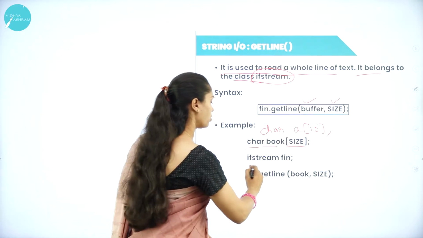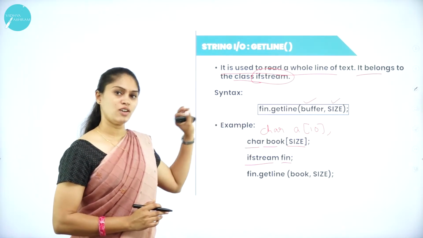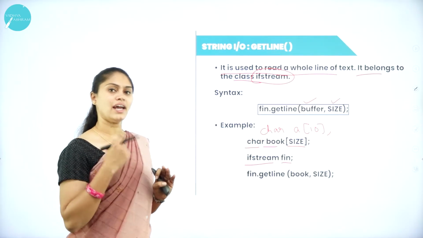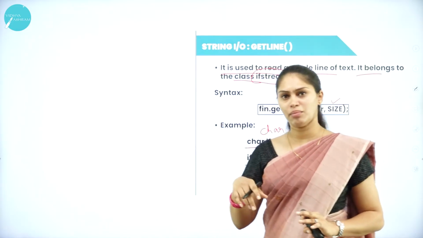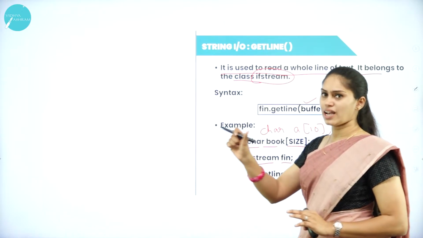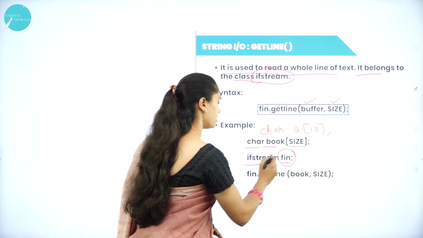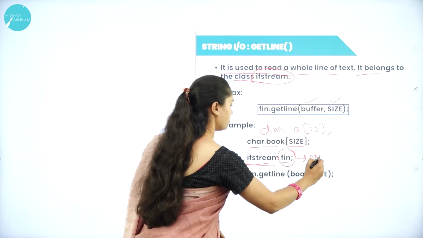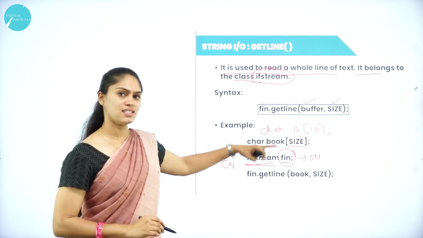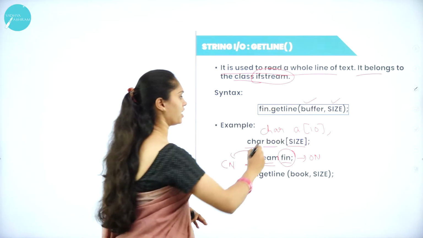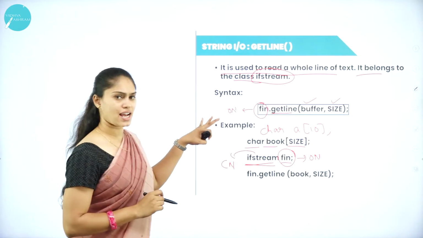Okay, and I have to create an object for the ifstream. So ifstream is the class where the getLine function falls, and I have to create an object for the ifstream. With the help of that ifstream object, I can call the member function getLine in order to read the whole line. Getting? So fin is an object of ifstream. This is the object name and ifstream is the class name. Then how can I access this member function? The member function here is getLine.